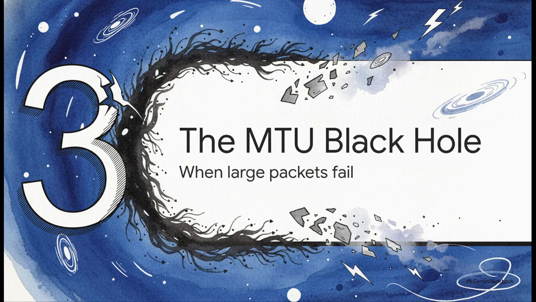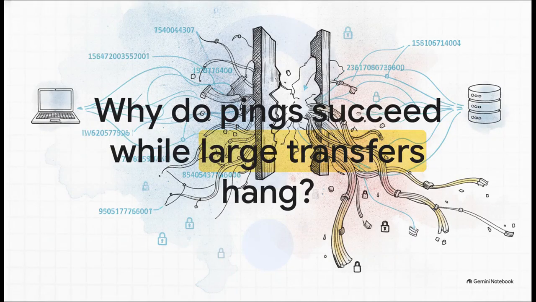All right, on to Section 3, the MTU black hole. Get ready, because this is one of the most frustrating things you'll ever troubleshoot. Picture this scenario. You get an escalated ticket. The user says they can ping a destination perfectly fine. Great, right? But the second they try to open an SSH session or load a heavy HTTPS site or copy a large file, the connection just hangs, indefinitely, right after the handshake. It feels totally random, and honestly, it feels impossible.